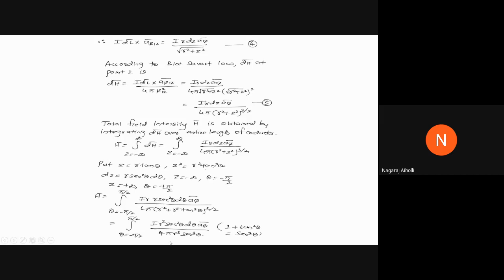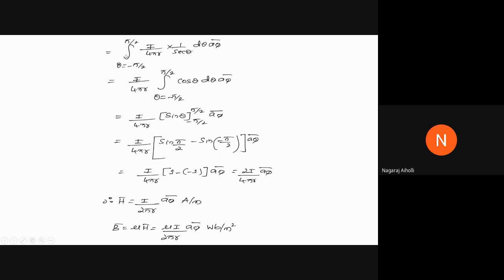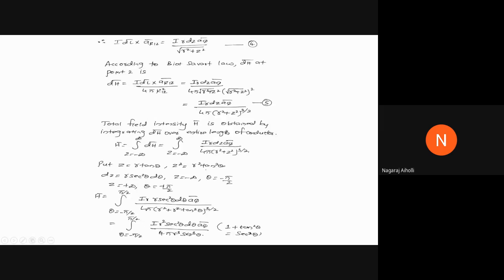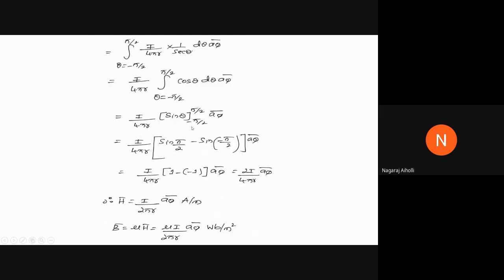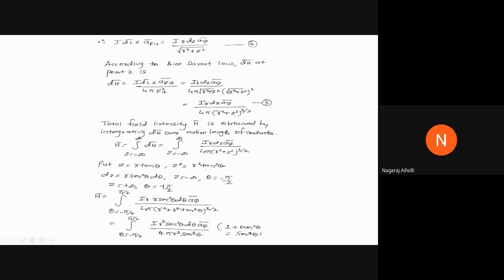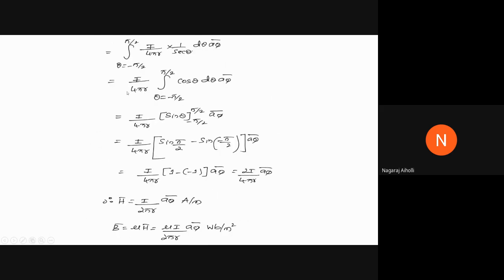The next equation will be the next simplification of this equation. That is the integral from theta equal to minus pi by 2 to plus pi by 2. Here r square will cancel with r square, and 1 r will remain in the denominator. Secant square theta will cancel, and 1 secant theta will remain in the denominator. We'll get I divided by 4 pi r secant theta d theta a phi bar. That is I divided by 4 pi r, integral from theta equal to minus pi by 2 to plus pi by 2.